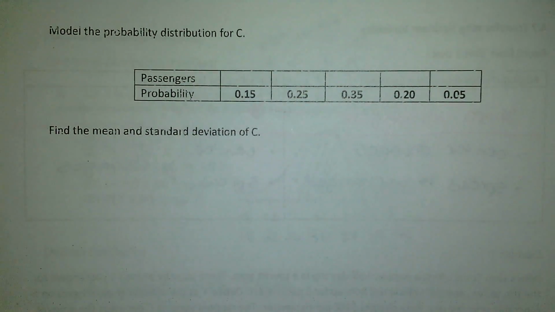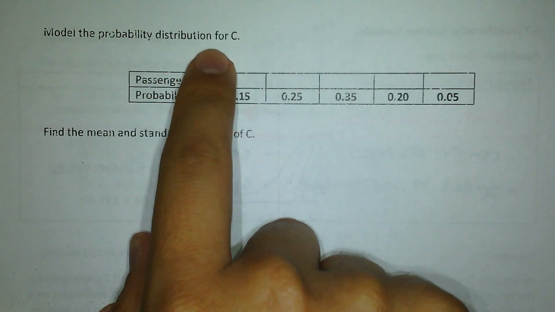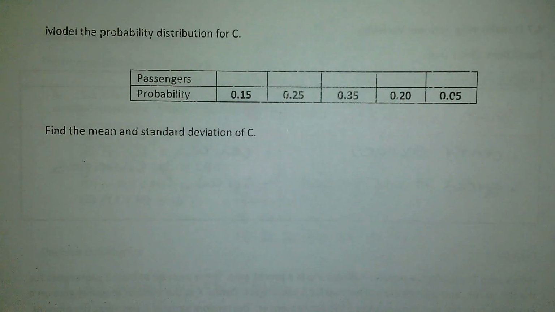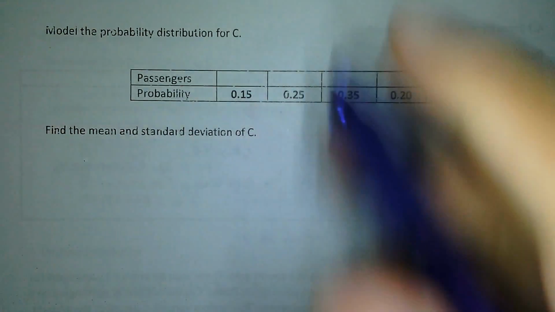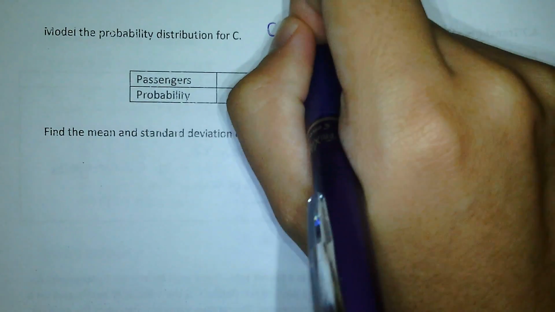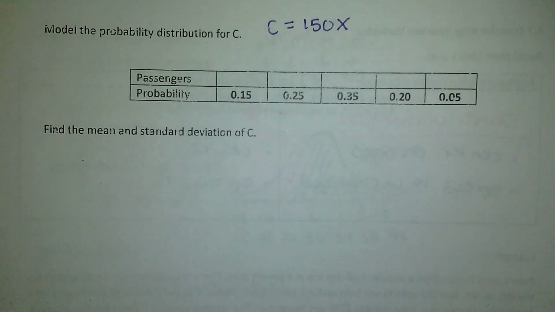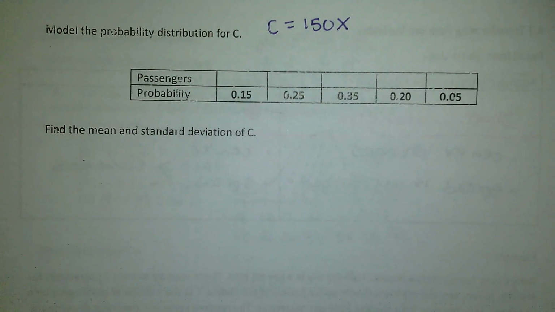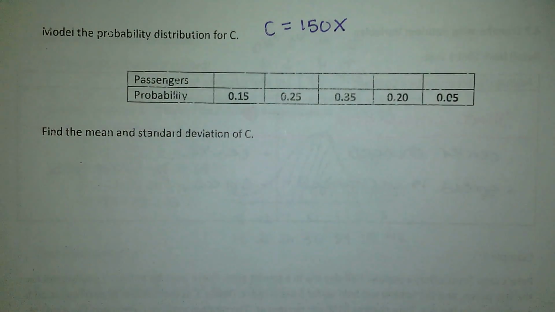So now what we have going on is that we were told to find the probability distribution for C. Well, in the example, it told us that it cost $150 per passenger. So this 150x here, I'm going to model this out. Okay, so here we have the cost is equal to 150 times x.